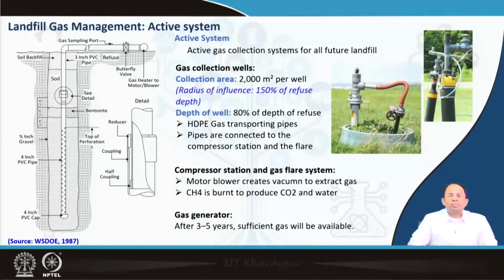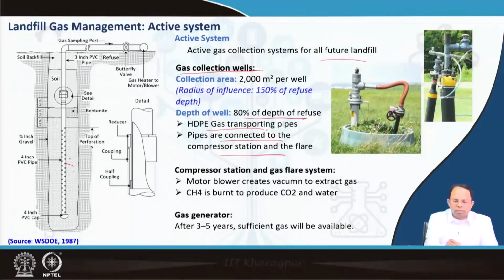So next comes the active system. In active system, as we were saying, all future landfills in India should also have active systems. Here we construct gas collection wells. That means we create wells to at least 80% of the depth of the refuse, and we put HDPE pipes covered by, of course, this granular material to collect the gas, and then it can be transported to the top. Now pipes are connected to the compressor station.